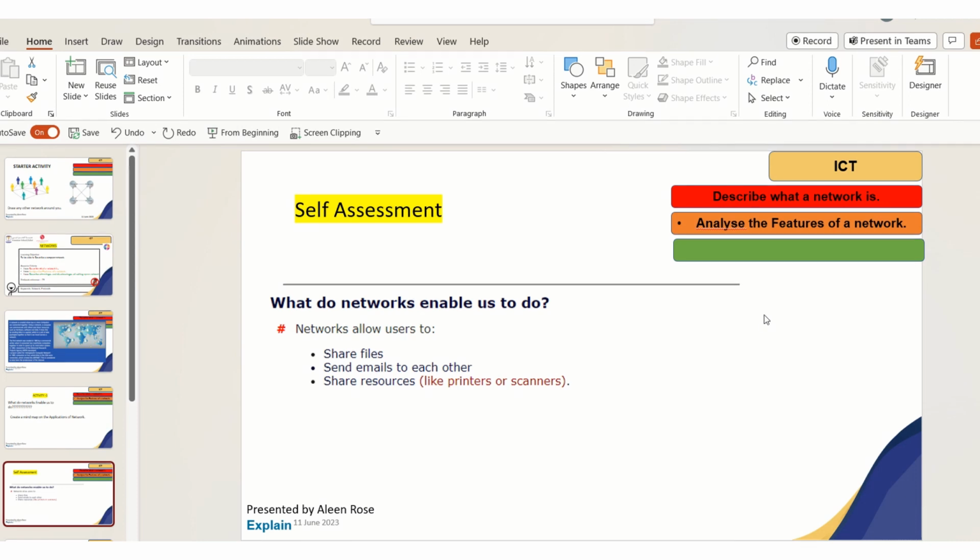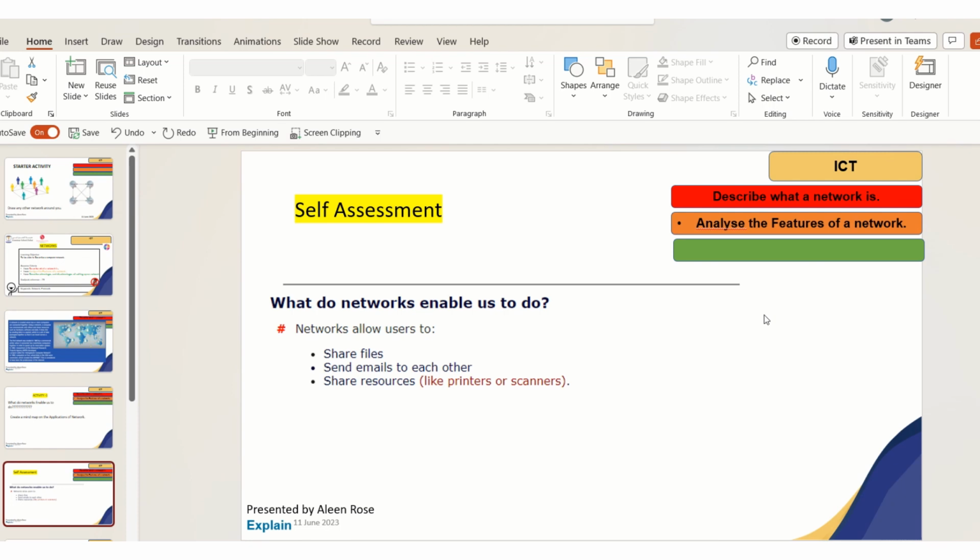Today's topic for revision is networks, that is Unit 2, Chapter 5 Networks. What do you mean by network? What are the major features of network? Advantages, disadvantages of network. Now, network means many devices connected together. That is called a network.